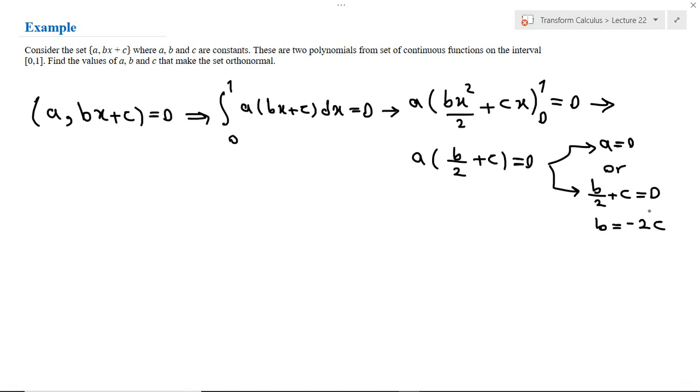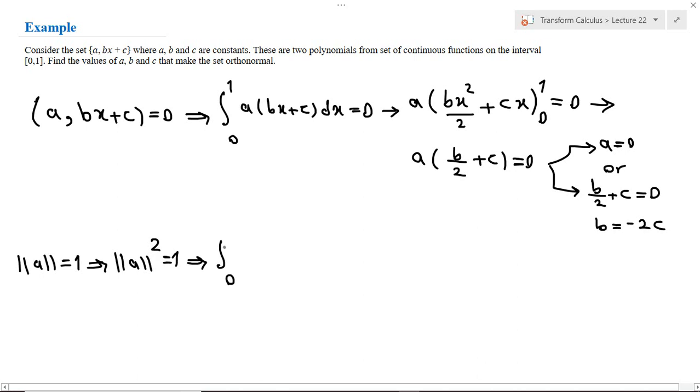Now we have to check if the norm of each function is equal to 1. So in fact, if you want to have an orthonormal set of functions, the norm of each function should be equal to 1. At first, I find the norm of a. Norm of a should be equal to 1. If norm of a is equal to 1, norm of a squared is equal to 1 as well. As a result, the integral from 0 to 1, a times a, so it's a squared dx, should be equal to 1.